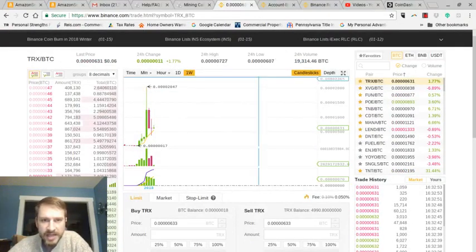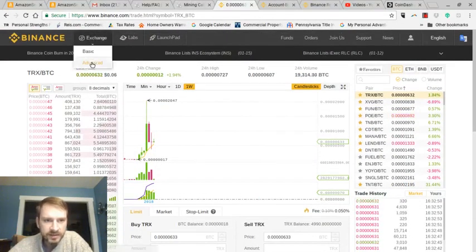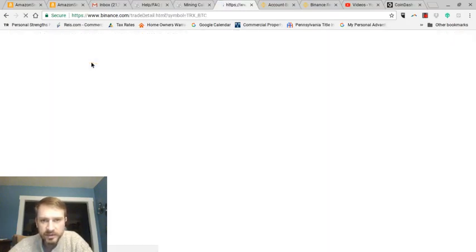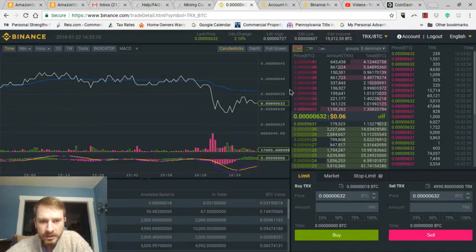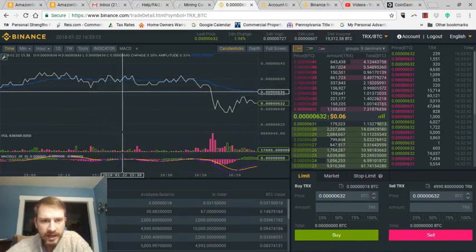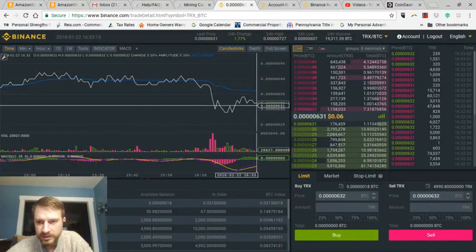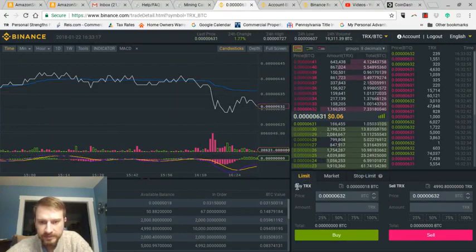This is the basic exchange. They do have an advanced exchange. I don't really get too involved in the advanced exchange. I don't know what the big difference is, but this is what it looks like anyway. We'll let it load. It kind of looks like that. You get a bigger graph. You've got tools and stuff that you can use on this thing. So I don't know, if you're a stock market person, you'll probably like this one.